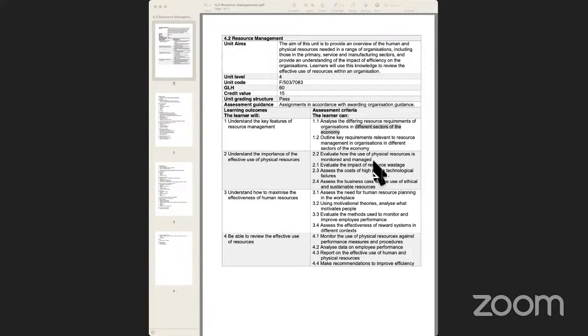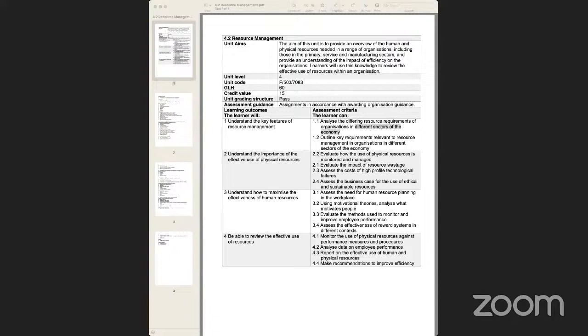The second part, we are looking at outlining key requirements of relevant resource management. That means here we are going to be understanding what the key organizations are which work and make up these sectors in the economy. And that is where, when I talk about healthcare, that is classified as one major sector.